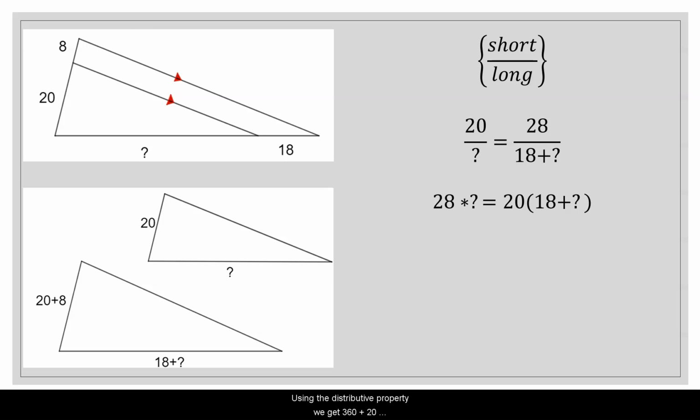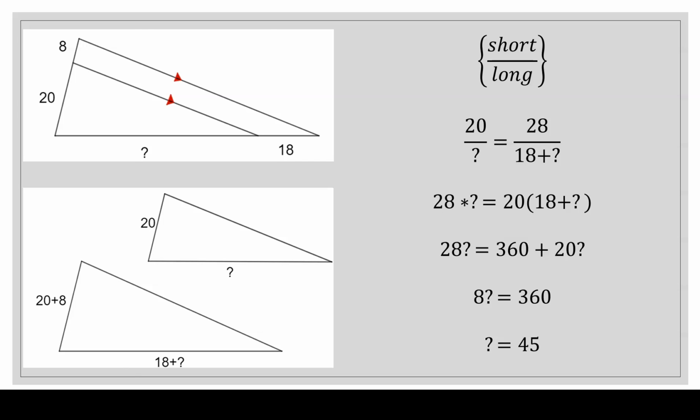And using the distributive property, we get 360 plus 20 times the unknown on the right. We are going to subtract 20 times the unknown from both sides to get 8 times the unknown equal to 360. Divide both sides by 8, and we get the unknown side is 45.